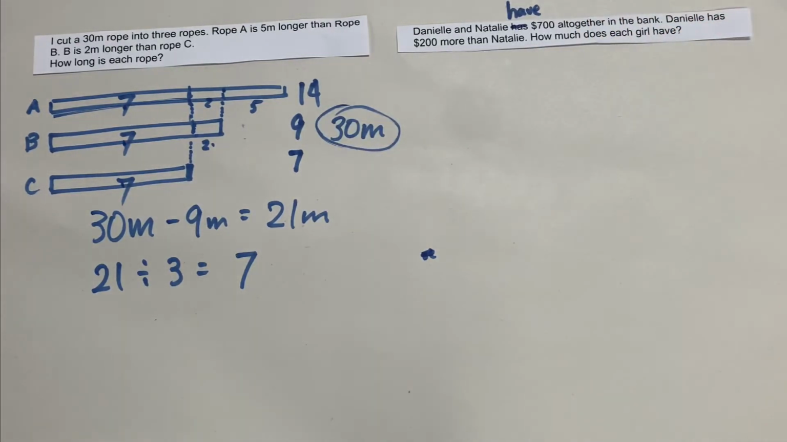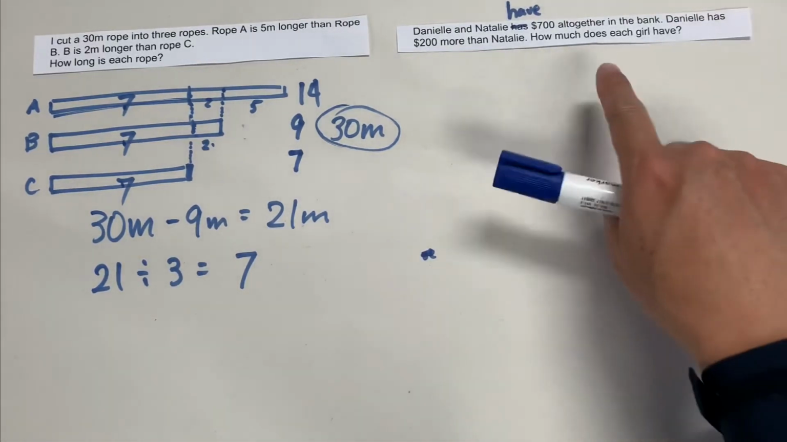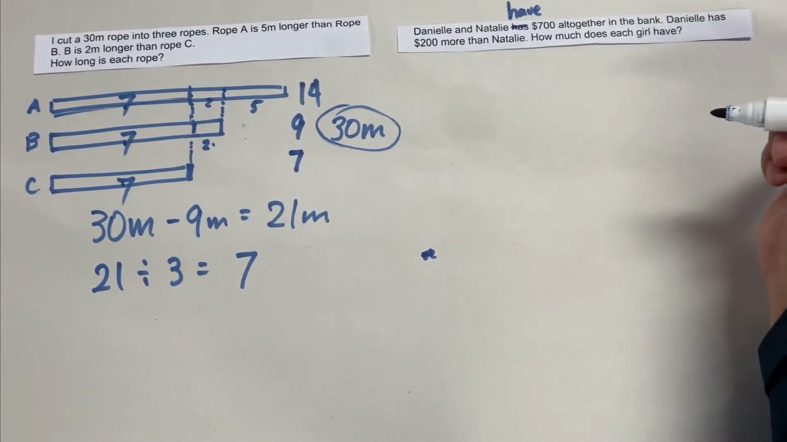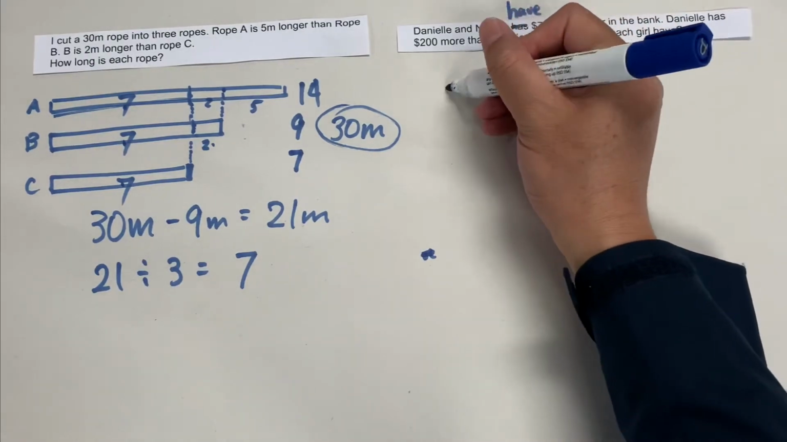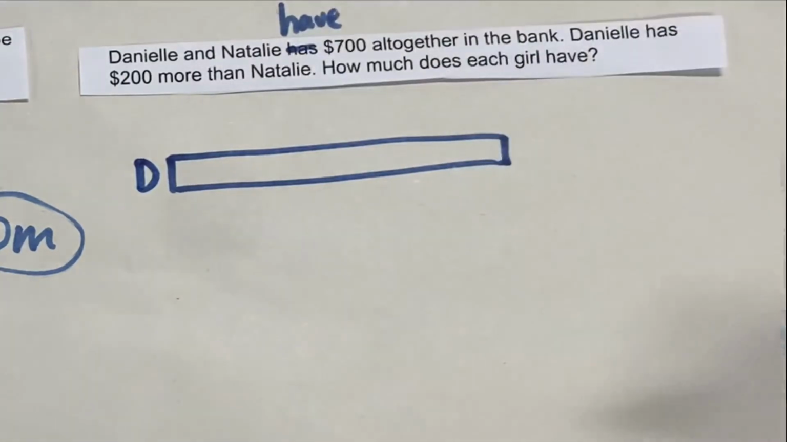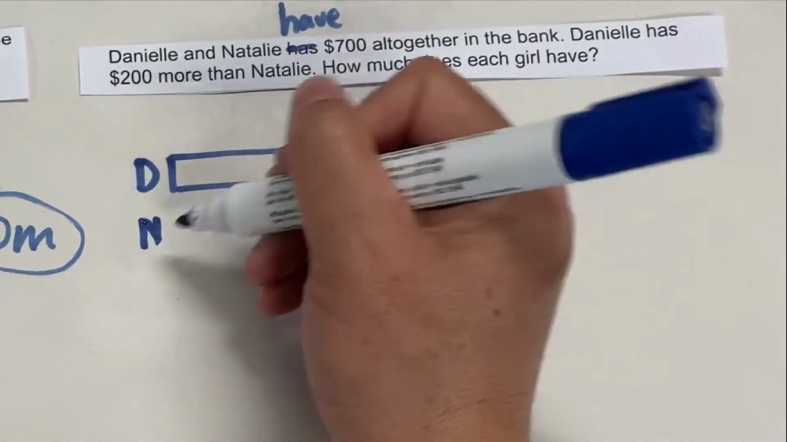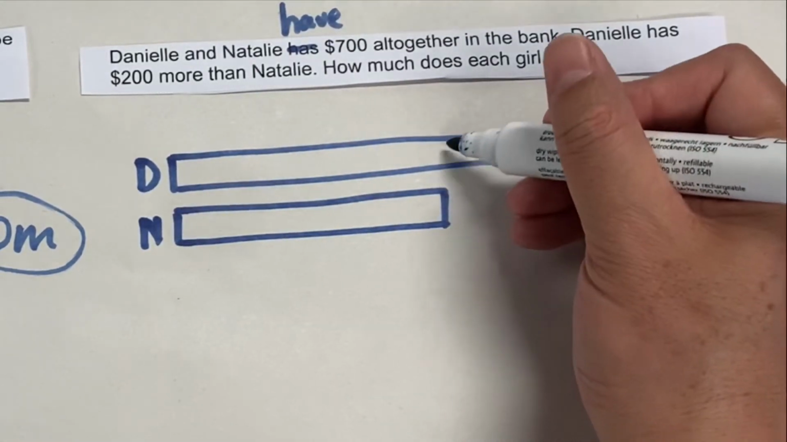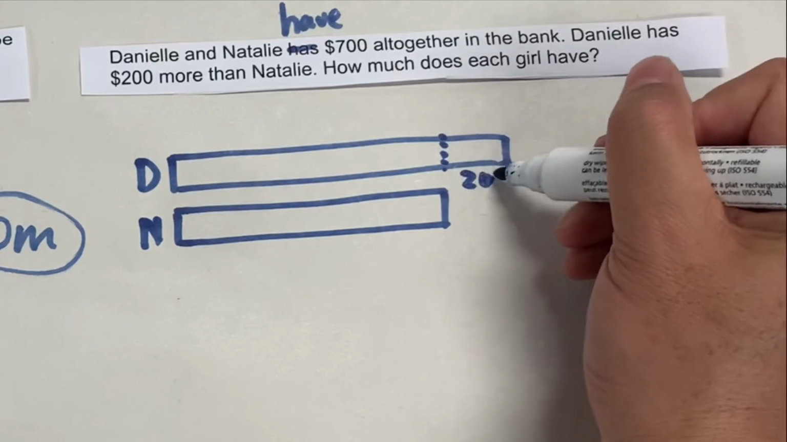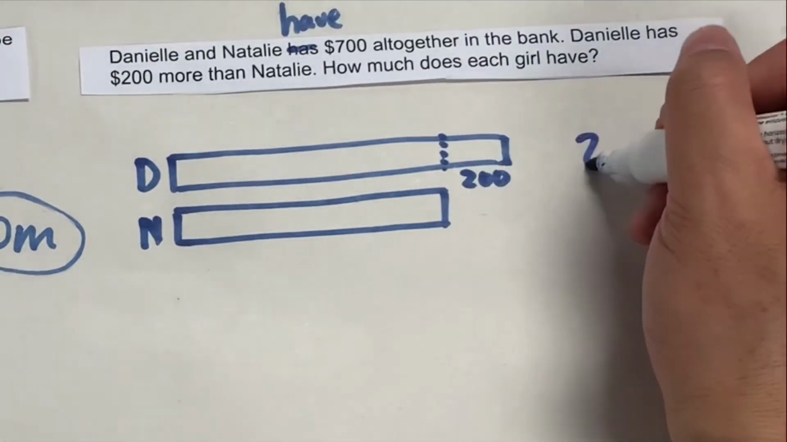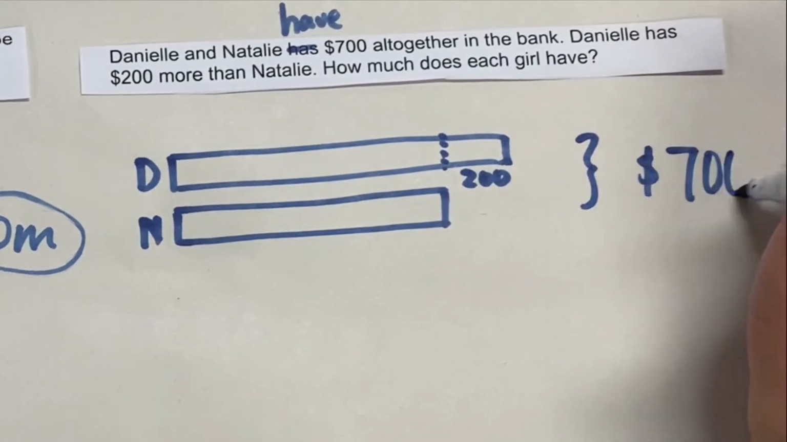Danielle and Natalie have $700 altogether. We have to find how much each girl has, right? So who has more? Danielle has more. This is Danielle. This is what she's got. Natalie has less. Okay, and the difference is $200. And altogether, they have $700.